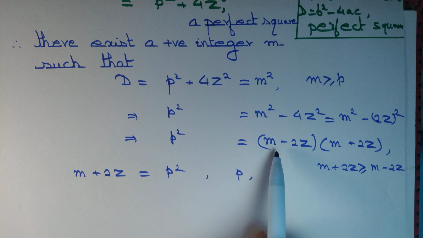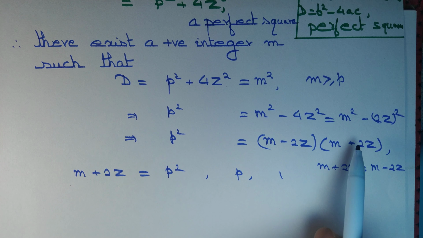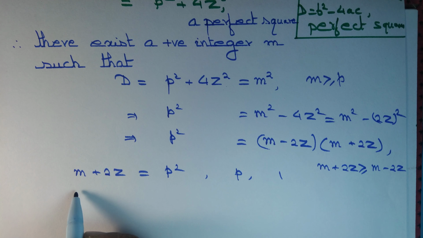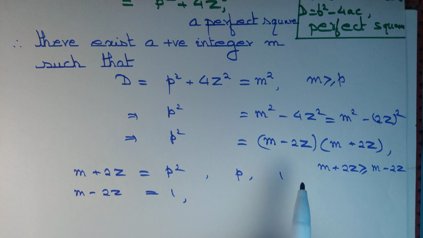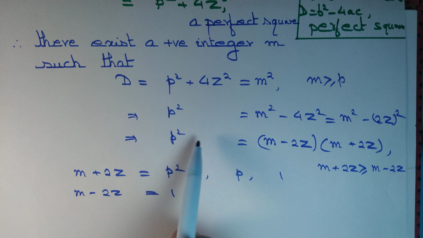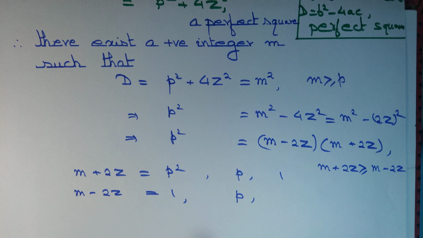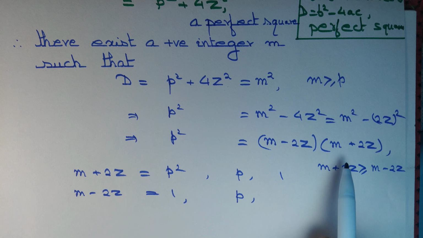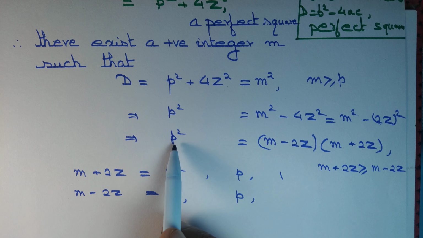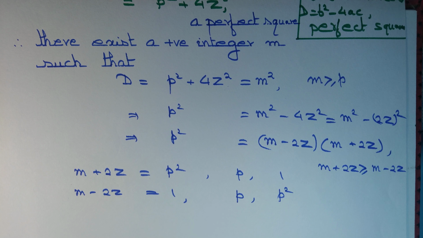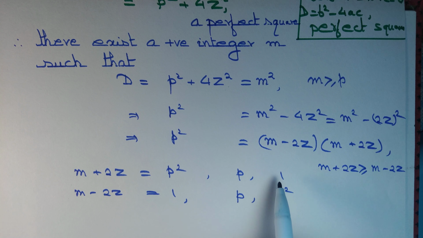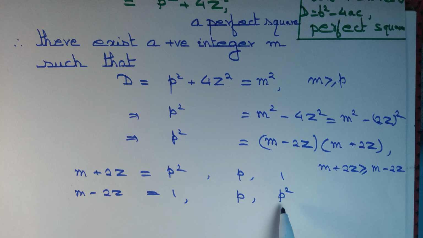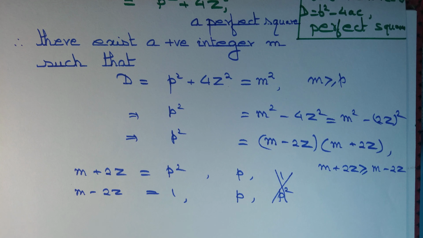Again, m plus 2z into m minus 2z equal to p square. So if m plus 2z equal to p square, we are bound to say that m minus 2z has to be equal to 1. But what if m plus 2z equal to p? Then again we can cancel p out. So m minus 2z has to be equal to p. Lastly, if m plus 2z equal to 1, m minus 2z has to be p square. But you see that m plus 2z is bigger than m minus 2z. So it cannot happen that m plus 2z equal to 1 and m minus 2z equal to p square. This is not possible.